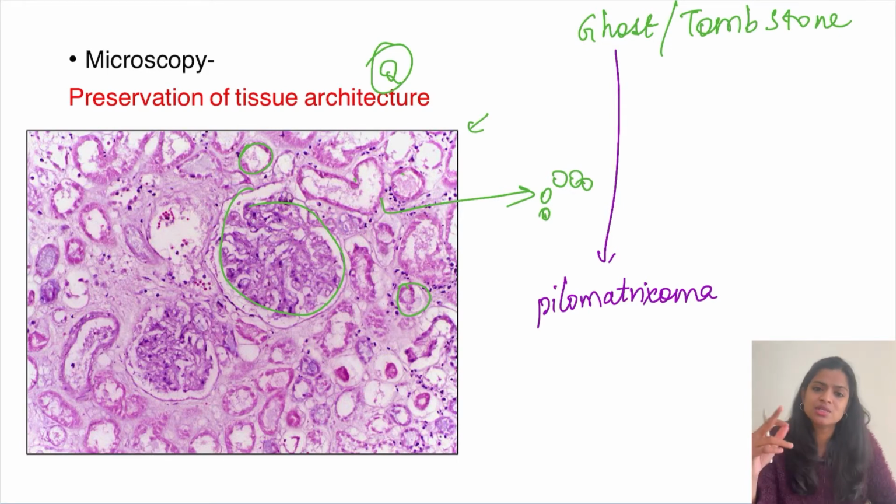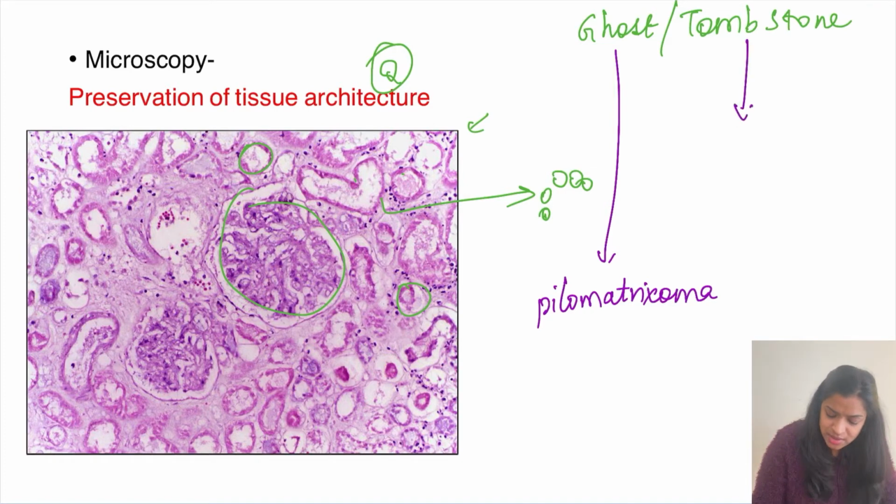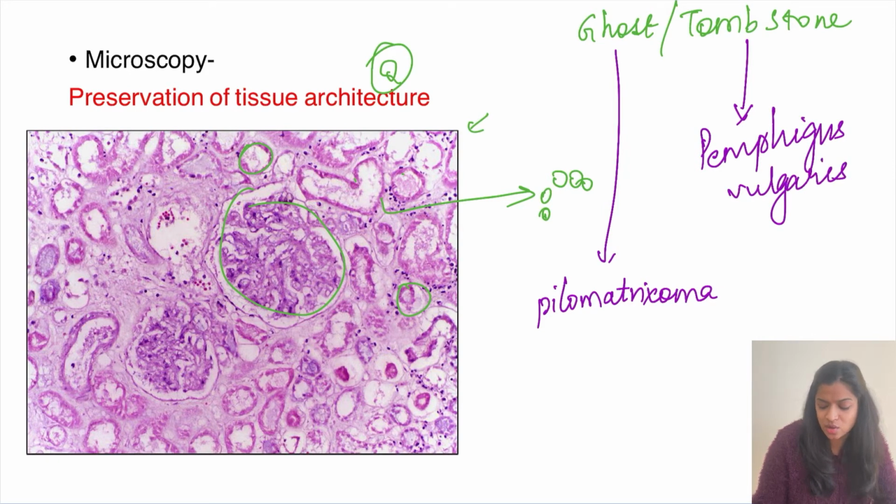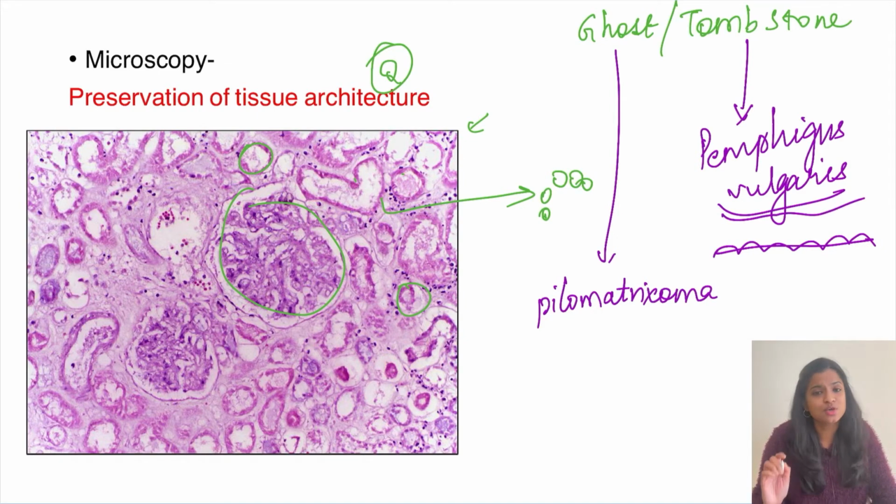So ghost cells can be seen in coagulative necrosis and also in a skin and neck cell tumor called a pilomatrixoma. And the tombstone appearance is also present in another condition called pemphigus vulgaris. Pemphigus vulgaris is a skin blistering disorder characterized by a suprabasal split. When there is a suprabasal split, it results in the formation of something called a tombstone appearance. So this is the tombstone appearance present.